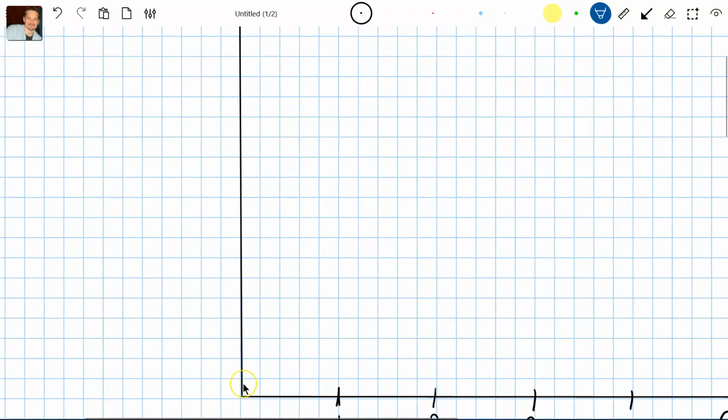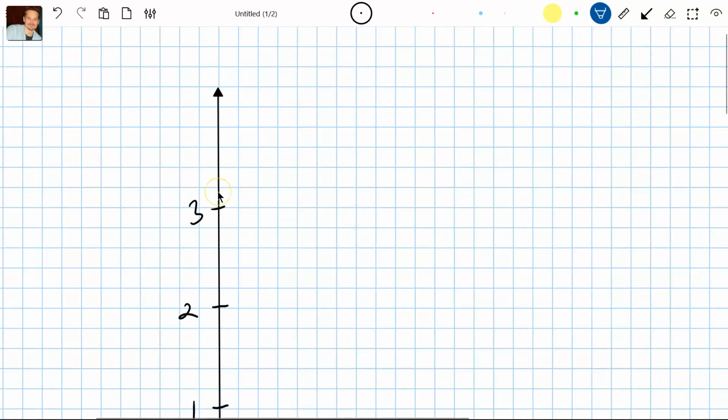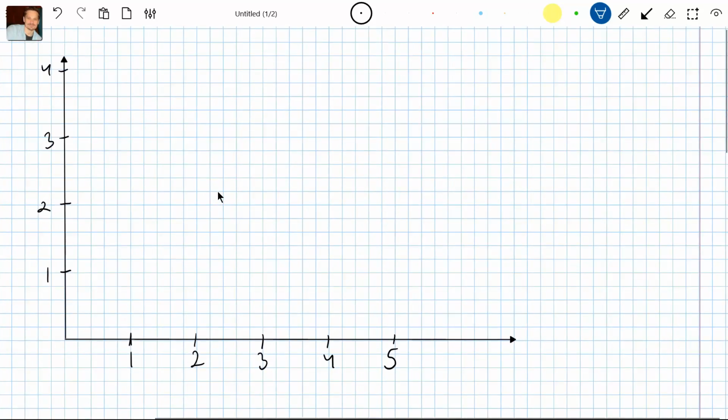Let me zoom in. So 1, 2, 3, 4, 5. Let's maybe do one more. 1, 2, 3, 4, 5. There we are. So this is our coordinate system, and now imagine that within this coordinate system, as an example of what's possible, we have a vector.